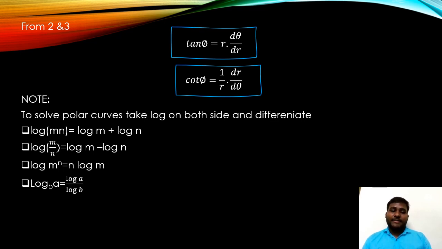Note, it's important. To solve a polar curve, take log on both sides and differentiate. To take log and differentiate, we should know some basic formulas: log of m into n is equal to log m plus log n. Log m by n is equal to log of m minus log of n. Log of m to the power n is equal to n log m. Log b of a is equal to log a by log b. Let's go further.